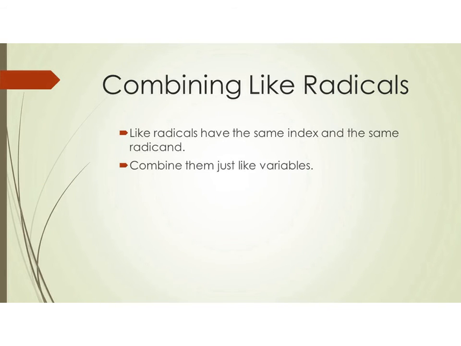So combining like radicals, you can only combine radicals that have the same index and the same radicand, and you combine them just like you'd combine variables. So if you had the cube root of 8 plus 3 cube root of 8, you would now have 4 cube root of 8. I usually say cube roots of 8, just thinking this is 1 cube root of 8 plus 3 cube root of 8, gives you 4 cube roots of 8. So as long as they have the same index and the same radicand, you can combine them.